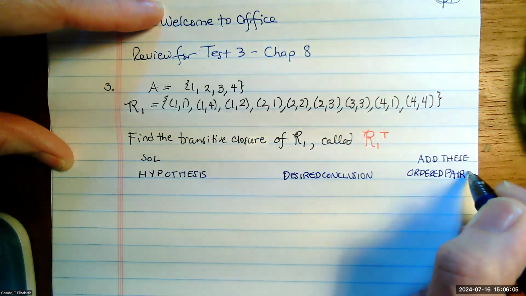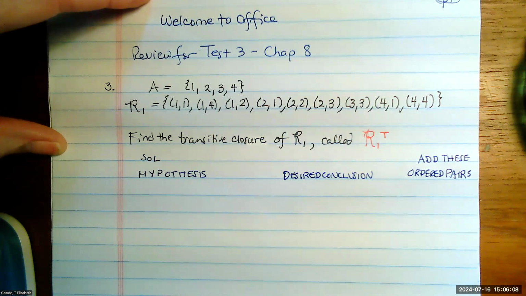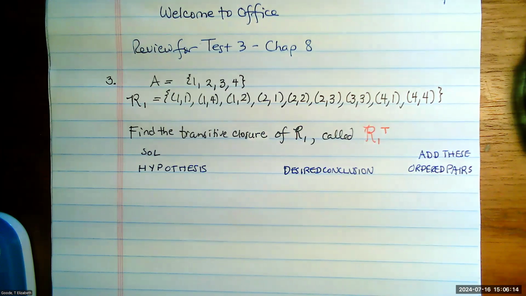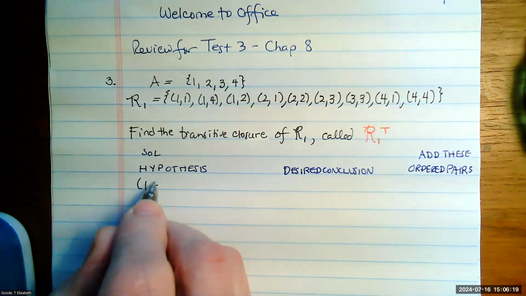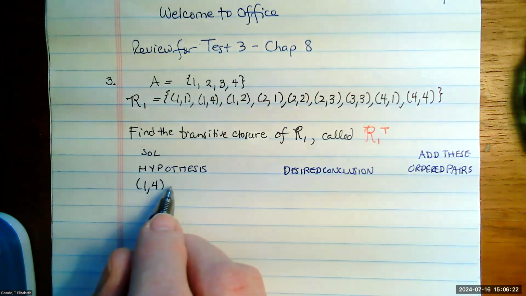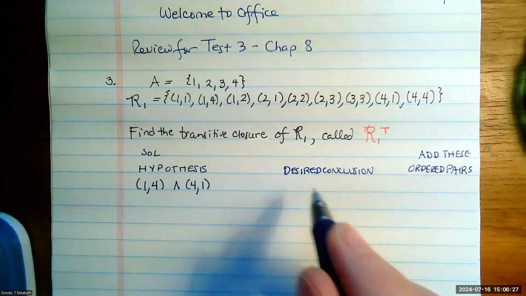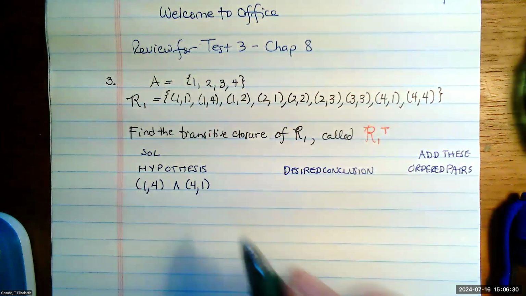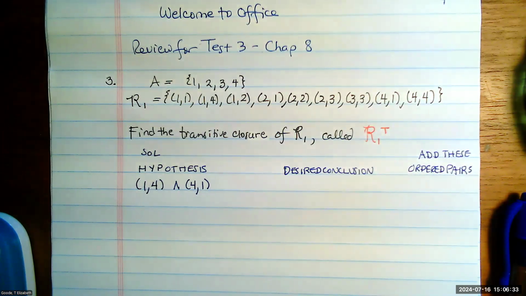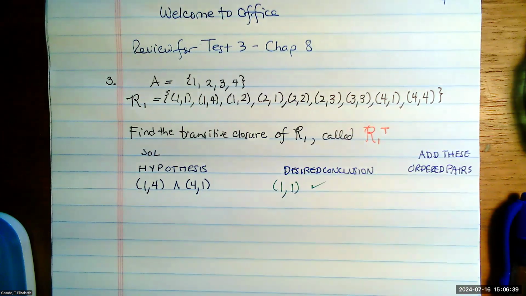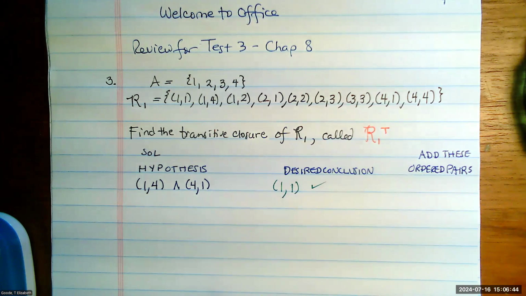What do you see as you look at those ordered pairs? 1, 4, and then I guess 4, 1. Okay, so what would be the desired pair? 1, 1. We have that one, right? What else do you see?